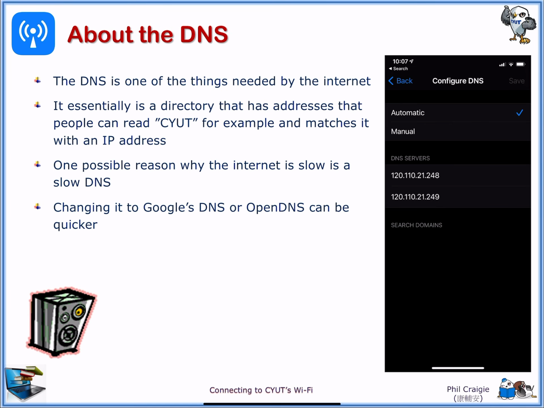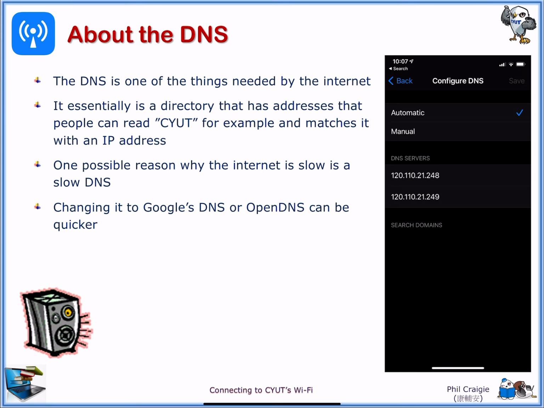While we're here, just a few points about the DNS. It is essentially a directory that has two types of addresses. One type of address is what people can read, for example like CYUT or Google. The second type of address is an IP address of the computer you want to connect to. The DNS directory matches both of these addresses together, the name and the IP.